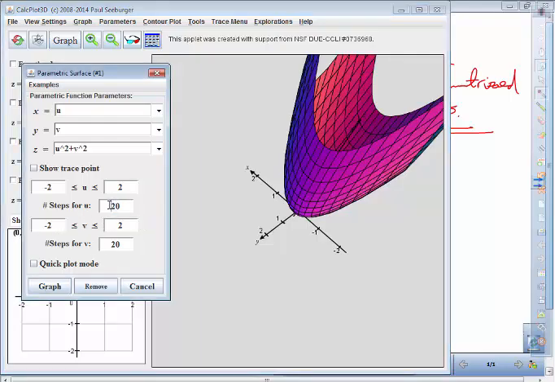Now, the steps for U, let's think about that. Steps for U, I have 20. You could do something ridiculous like make it into a really small number. I don't think this will accept anything less than 2.